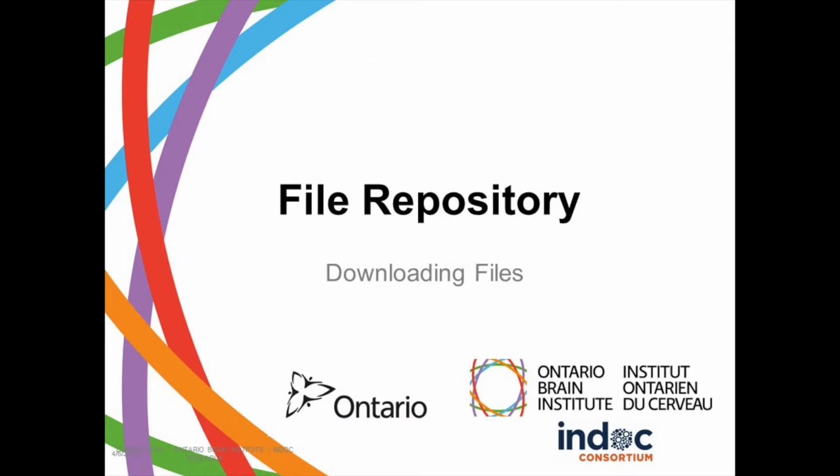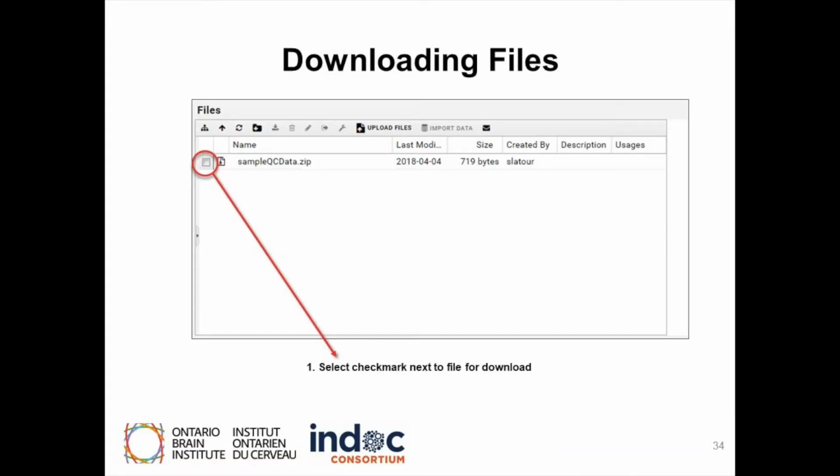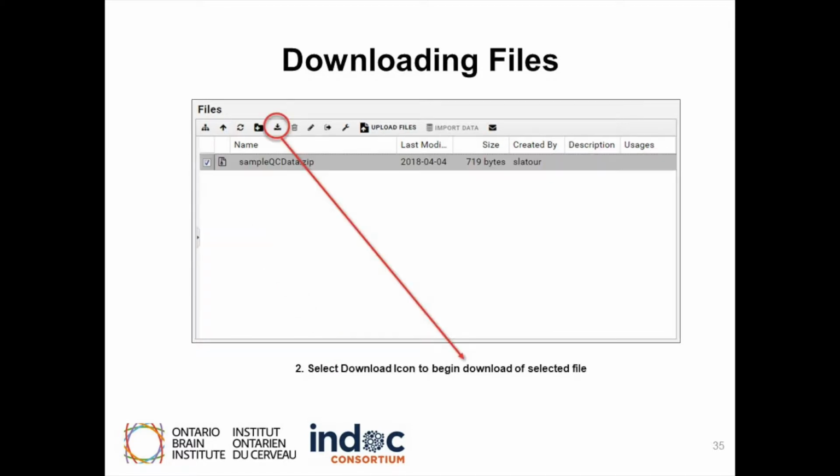Let's go over how to download files from the LabKey file repository. To download a file, select the check mark next to the file selected for download. After the files you want are selected, click the download icon to begin download of the selected file or files.